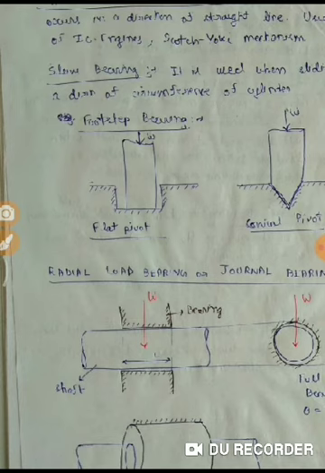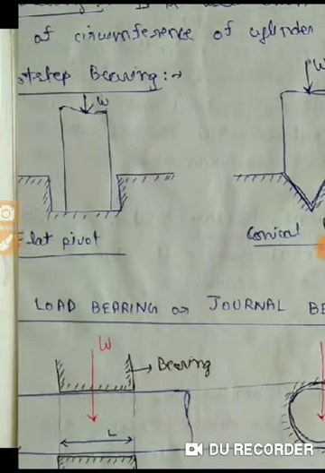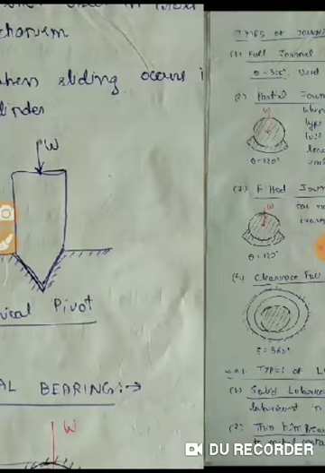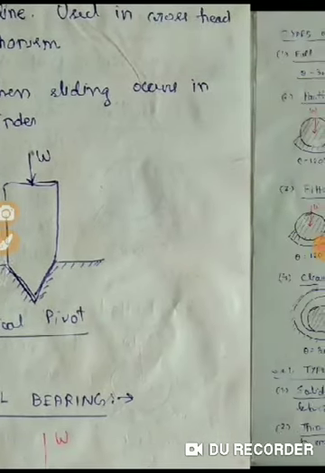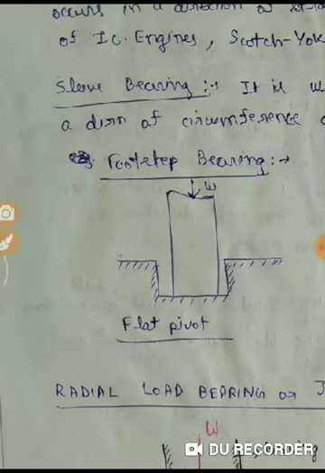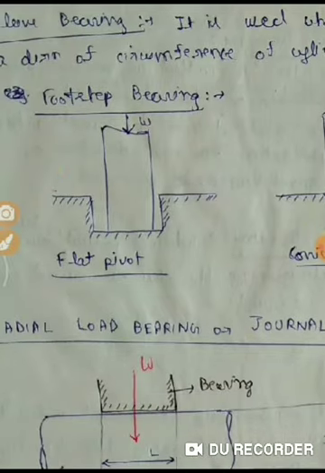Sleeve bearing is the bearing used when there is a motion in the circumferential direction between the bearing and the shaft. So when sliding occurs in the direction of the circumference of the cylinder. Okay, and footstep bearing. As I already told you, axial load will be acting. So this is the case of the footstep bearing, or we can say the flat pivot bearing.